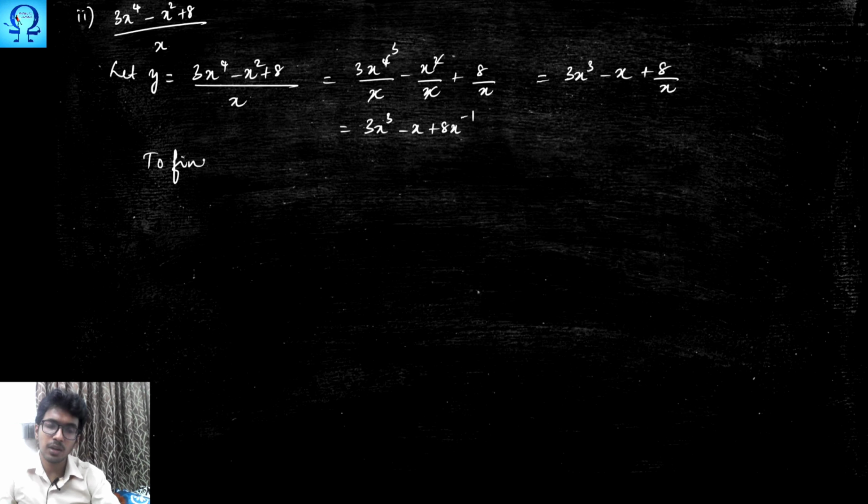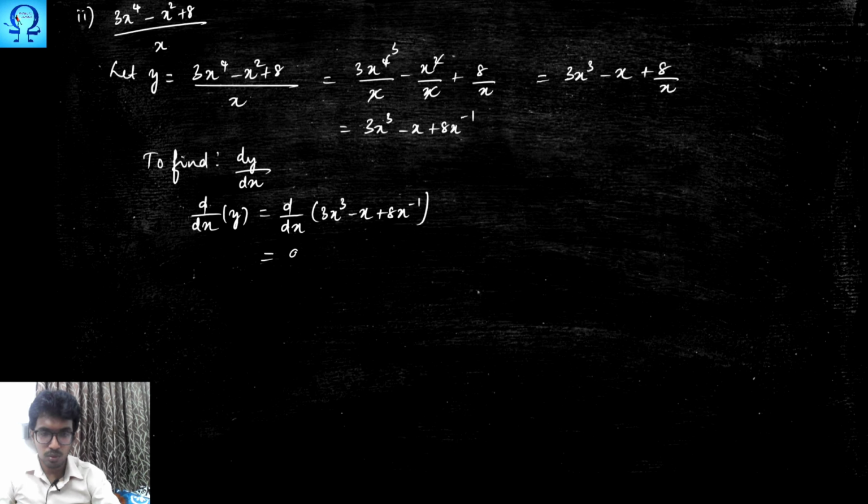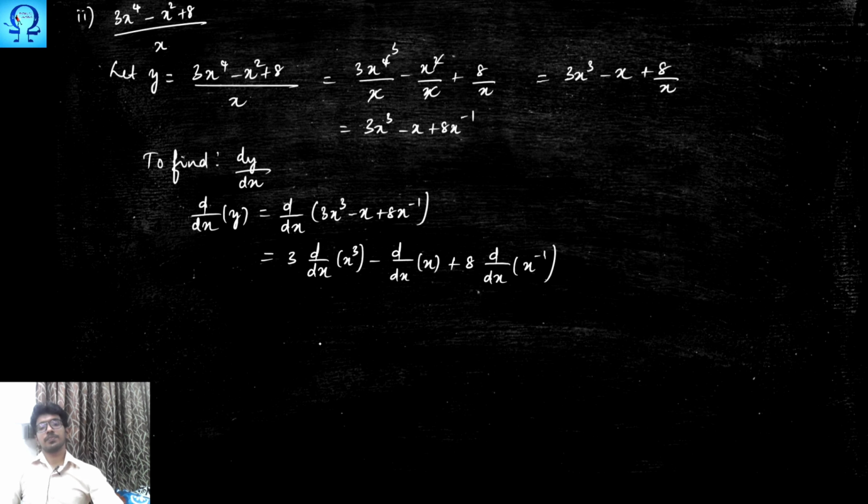Now we need to find dy/dx. So d/dx of y is d/dx of 3x cube minus x plus 8x^(-1). So using the sum, difference and the scalar multiple rule, let me write this as 3 times d/dx of x cube minus d/dx of x plus 8 times d/dx of x^(-1). Right? Here also we are going to make use of only one formula, and that is d/dx of x^n.